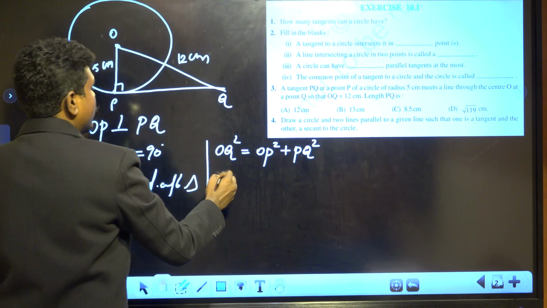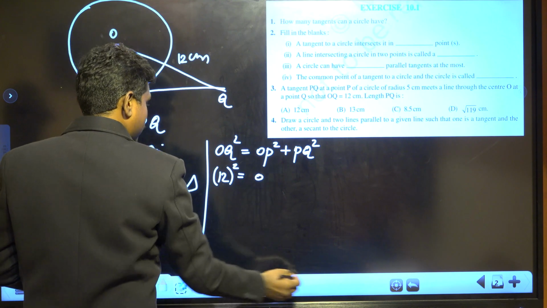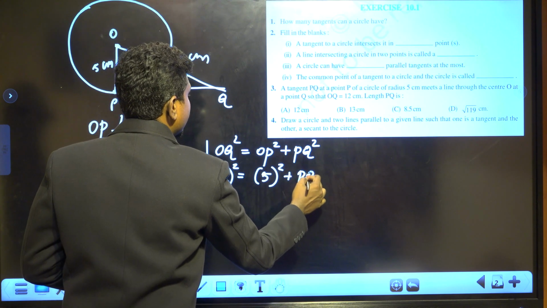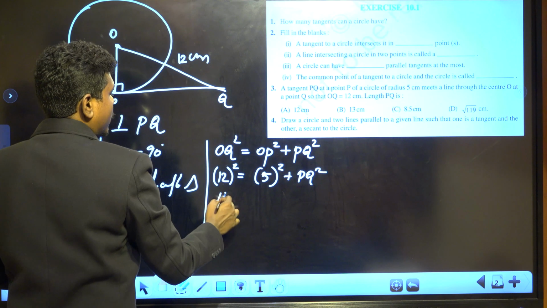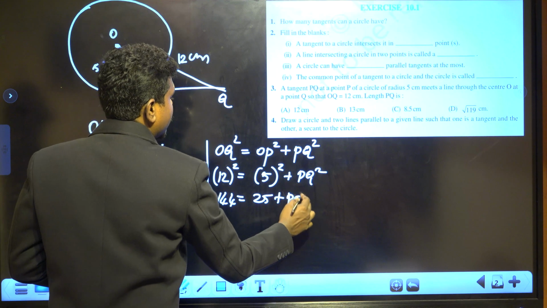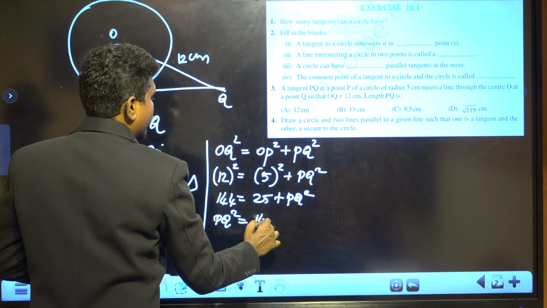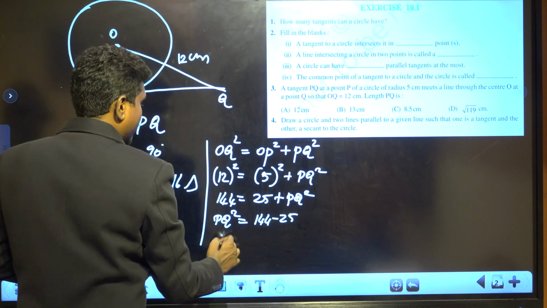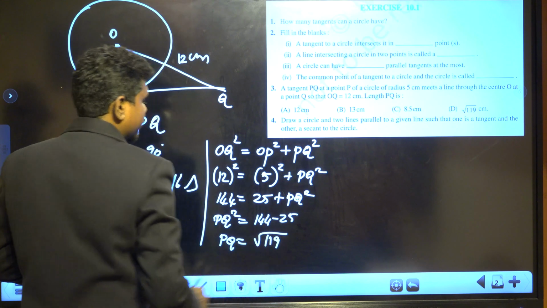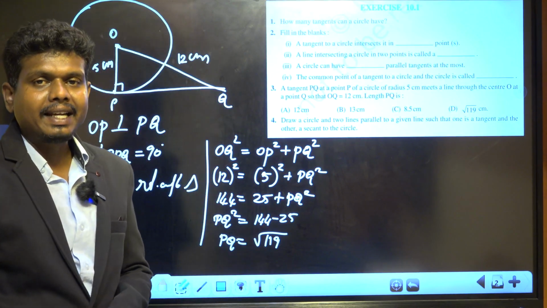Substituting the known values, OQ is 12, so 12 square is equal to OP, which is 5 square, plus PQ square. Now 12 square is 144, which is equal to 5 square, 25, plus PQ square. Now PQ square is equal to 144 minus 25. PQ is equal to root 119. So the answer for this question is option D, root 119 centimeter.